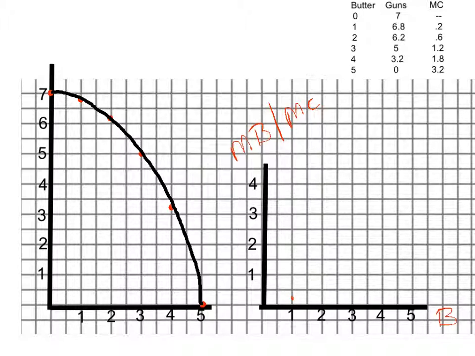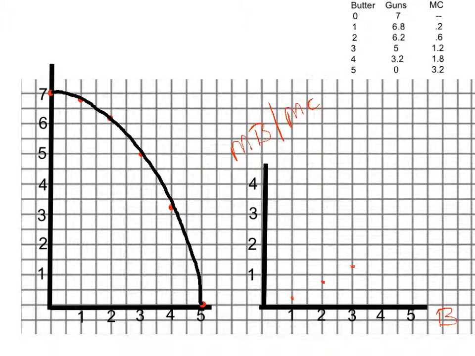How about the second unit of butter? The second unit of butter, the marginal cost was 0.6. We derived that on the last podcast. So for the second unit of butter, the marginal cost is 0.6. So that might be maybe right there or something like that. Third unit of butter, the marginal cost is 1.2. Might be right there. Fourth unit of butter, marginal cost is 1.8. And then the fifth butter, the marginal cost is 3.2.